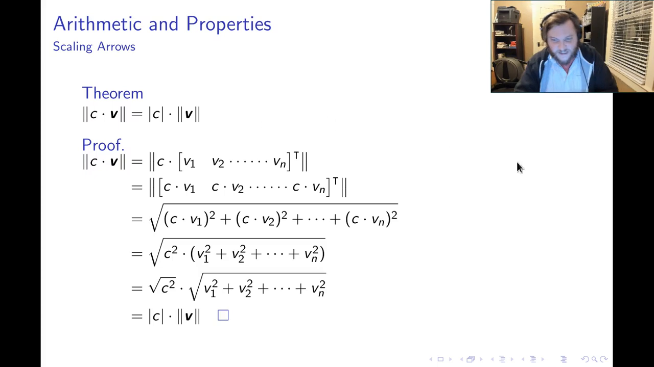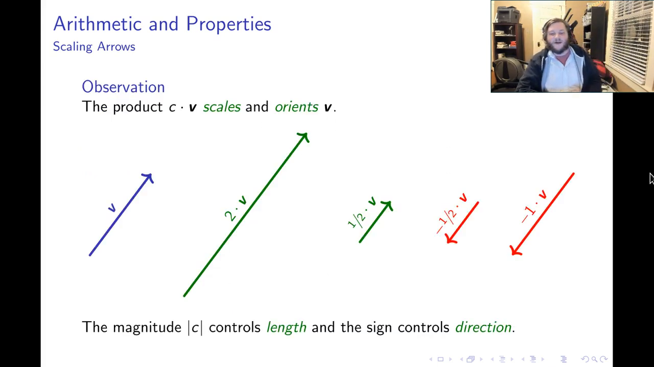So this slide has no good pictures. Let's look at a slide that has some pictures. So here's the idea. When we scale a vector by a number, the idea is that we end up scaling and orienting our vector. So let's say that the vector we're interested in is this blue vector here, v. Well, what should 2 times v look like as a geometric object? Well, it should just be the same vector, except we should stretch the length by a factor of 2. That's what the theorem says.